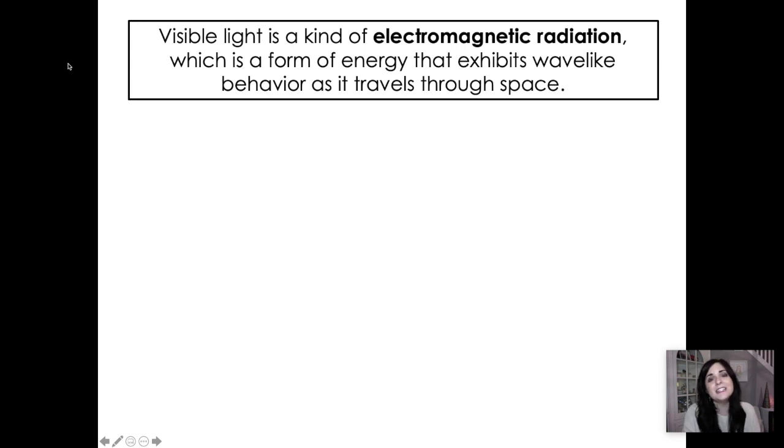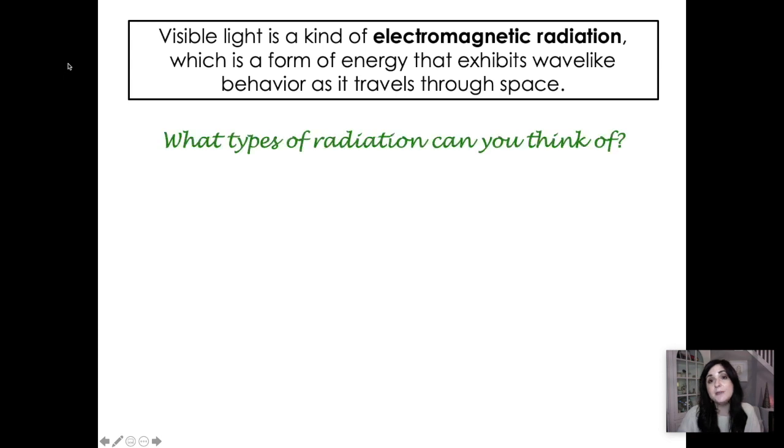And electromagnetic radiation is not always bad. All it is, it's a form of energy that will exhibit wave-like behavior as it travels through space. So anything that behaves as a wave through space is a type of radiation. And really, there's a lot of different types of radiation. You might be able to think of some types just when I brought this topic up. Normally, one of the first ones that pops up is X-rays. So X-rays are definitely a type of radiation.